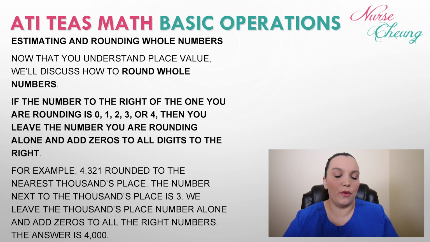So for example, 4,321 needs to be rounded to the nearest thousands place. The number next to the thousands place is 3. We leave the thousands place number alone and we simply add our zeros. So that takes us from 4,321 to the rounded number of 4,000.